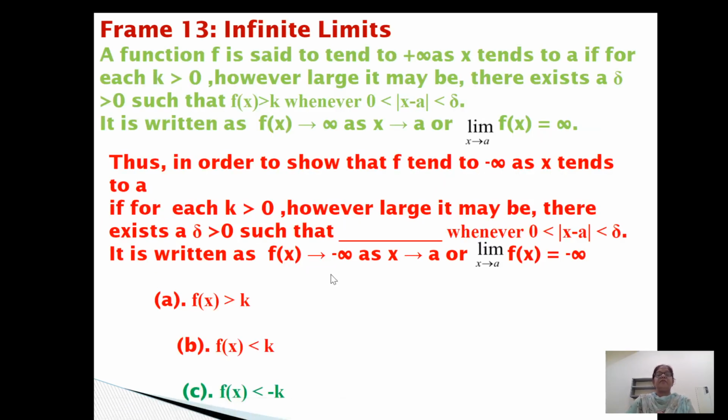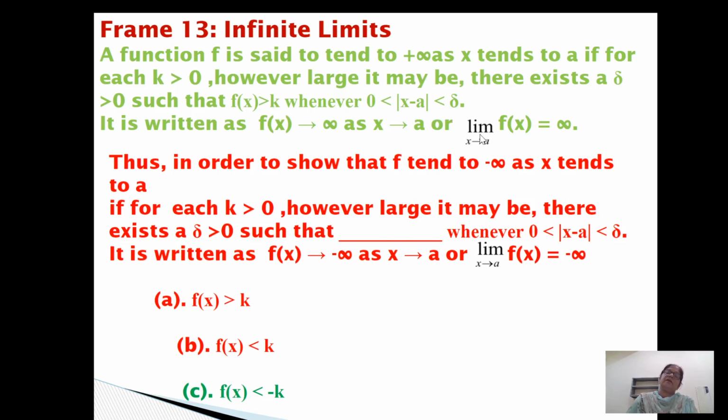Now, earlier we were discussing the limit for finite limits. Now I'm going to discuss the epsilon delta definition for infinite limits. A function f is said to tend to plus infinity as x tends to a if for each k, however large it may be, there exists a delta greater than 0 such that, this is important, f of x is greater than k whenever modulus of x minus a is less than delta.